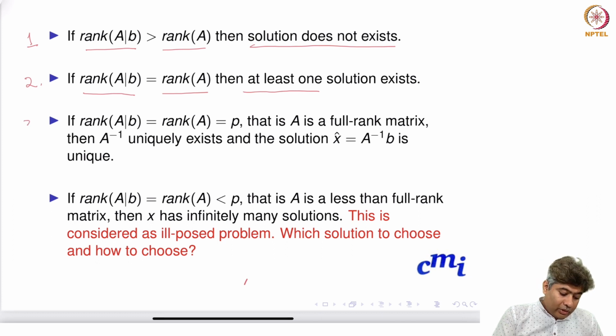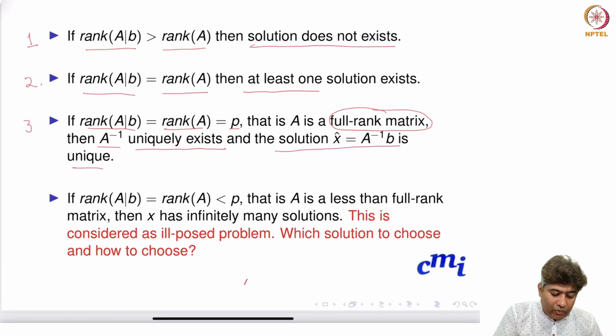The third situation is if the rank of A augmented with B is equal to the rank of A, and that is equal to p, that is, A is a full rank matrix. That is very important. If it is a full rank matrix, then A inverse uniquely exists. So that means the solution A inverse B is unique. That is very important. So if A is a full rank matrix, we have a unique solution.